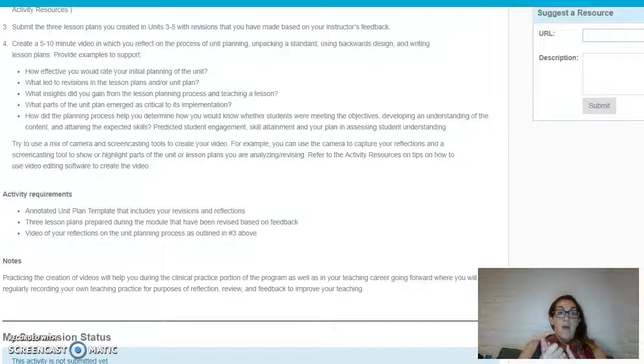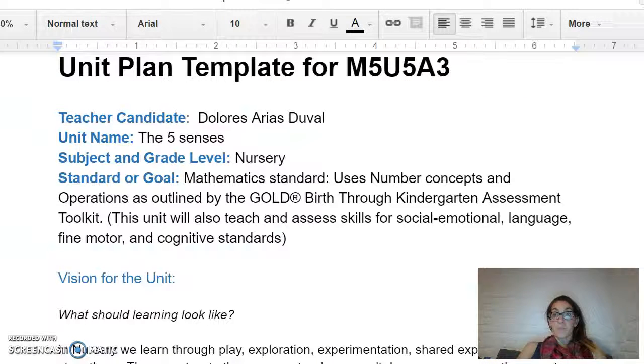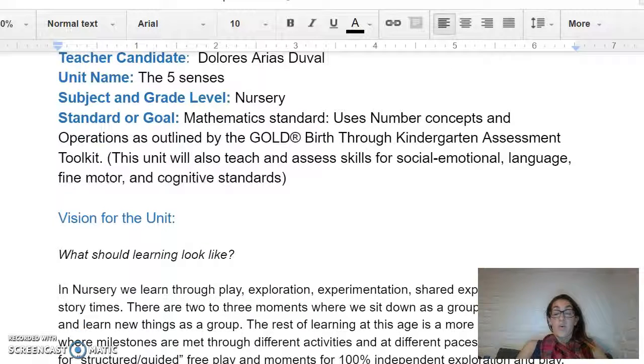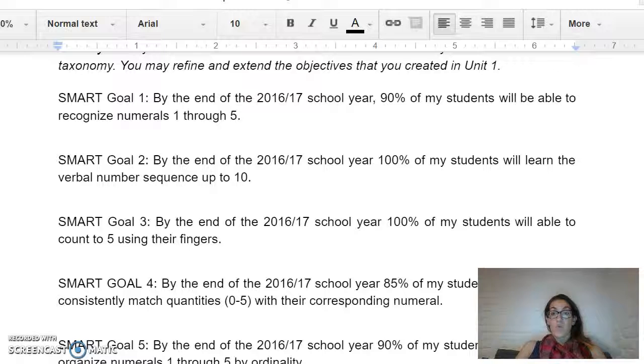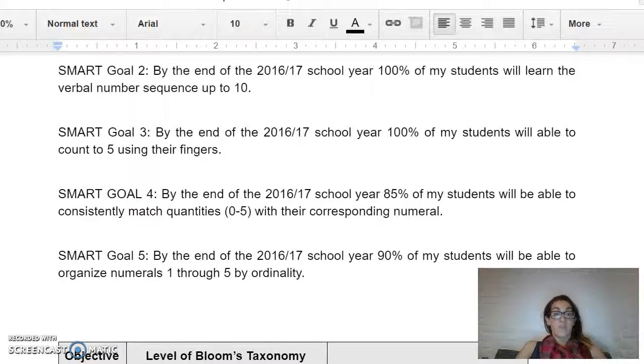First of all, how effective would I rate my initial planning of the unit? So let's go over to my unit plan. I consider that the overarching goals I set for this unit were appropriate and didn't need that much modification. So if we look, I think they're down here. The SMART goals were fine. I kept them, and most of the activities reflected these specific SMART goals. They were generally age appropriate and very specific.